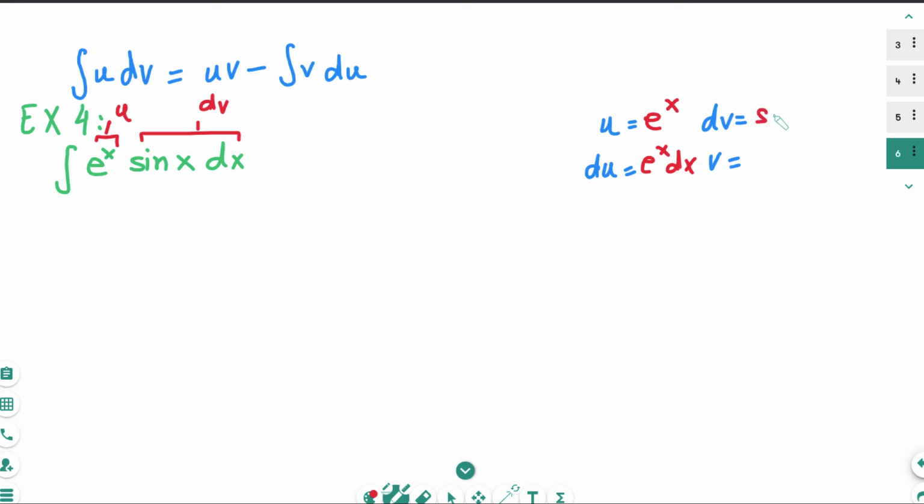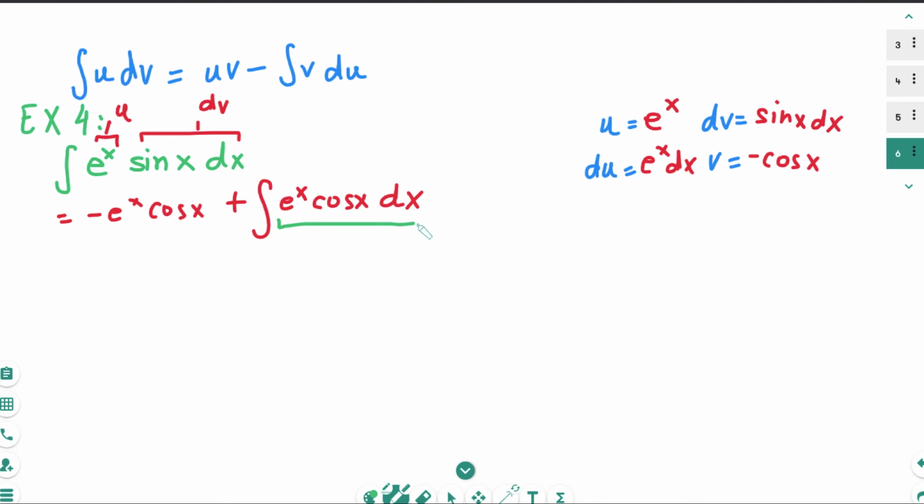So dv is sin x, and its integral gives us negative cosine x. Applying the formula of integration by parts, the product uv gives us negative e to the x cosine x minus the integral of v du, which gives us e to the x cosine x, and because of this minus sign here we change it to plus. Let's focus on this integral now. Is it any simpler than the integral that we started with?